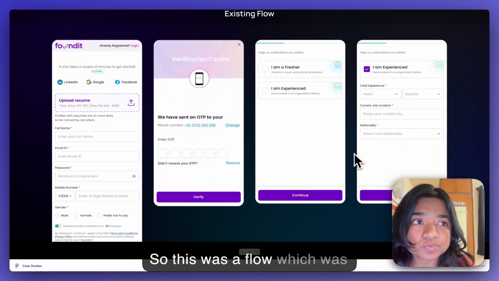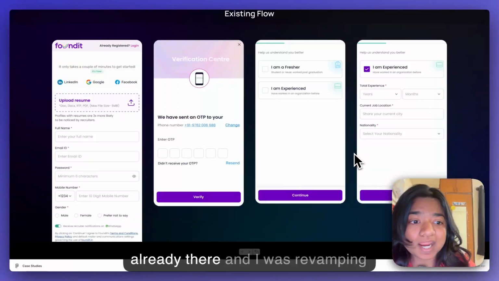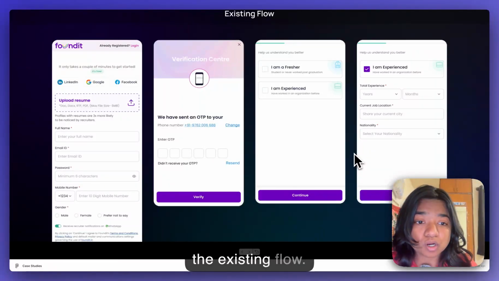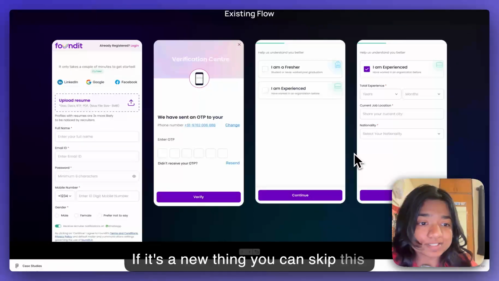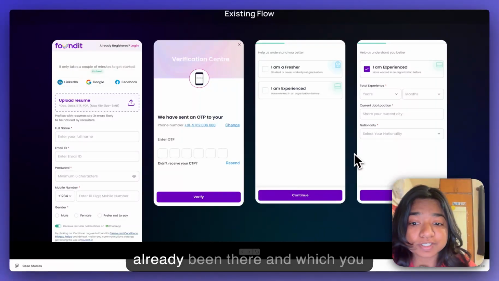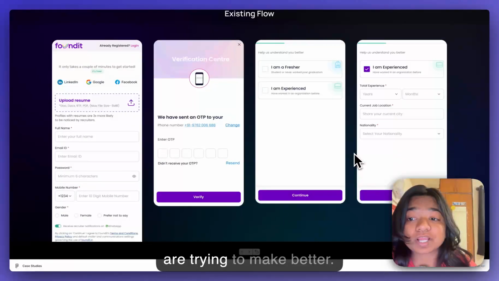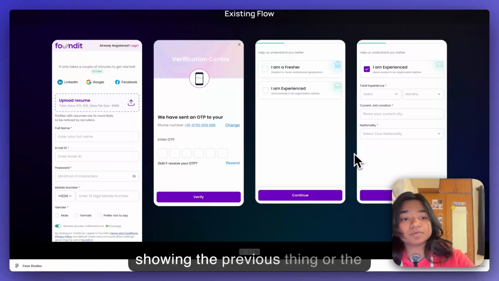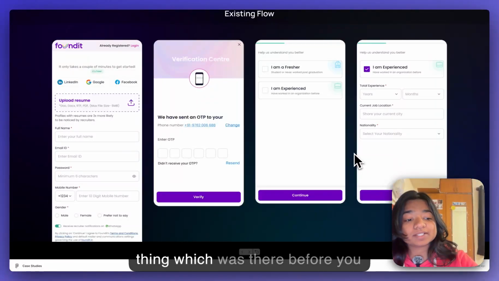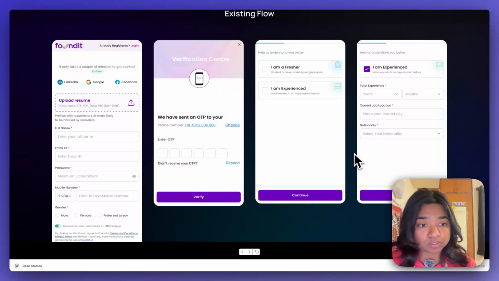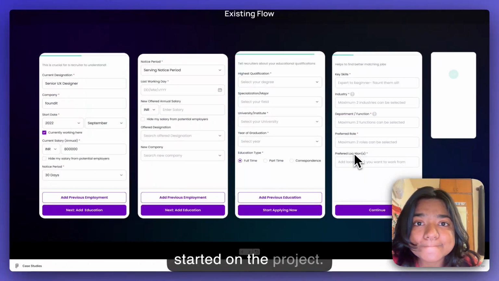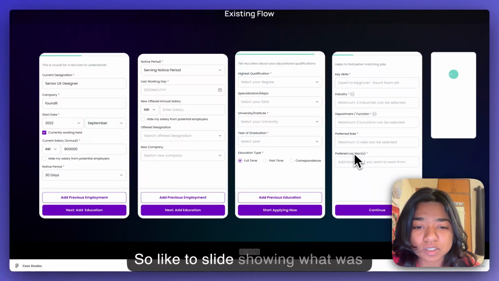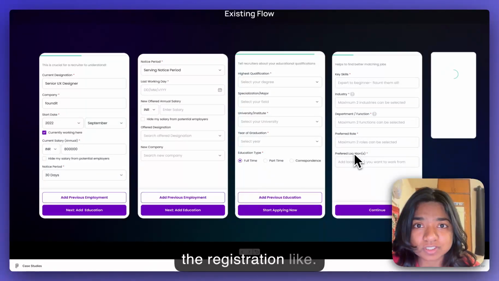This was a flow which was already there, and I was revamping it, so I'm showing the existing flow right now. If it's a new thing, you can skip this. But if it's an old thing which you're trying to make better, you could start off by showing the previous thing, or what was there before you started on the project. This was the registration for Founded, so two slides showing what the registration was like.